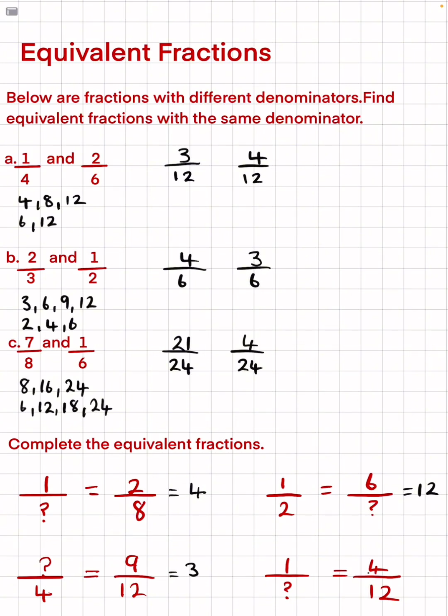To get from 1 to 4, we've multiplied by 4. So we're going to do the same to the bottom. So the missing number multiplied by 4 equals 12. If we do 12 divided by 4, we can get the missing number, which is 3.